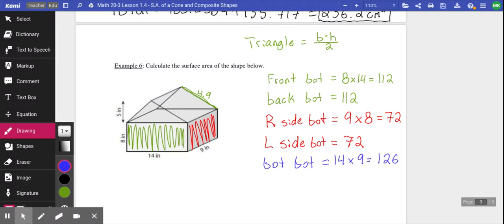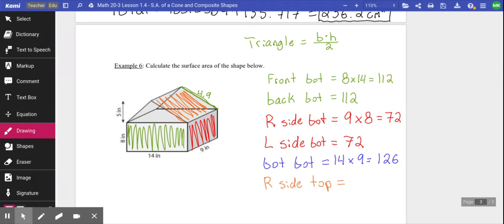We'll start off with over here, this rectangle. You good? Yep. Okay. So the right side top would be a rectangle. It'd be 4.9 times 9. If you throw that in your calculator, that's 44.1. That's also going to be the same as the left side top.